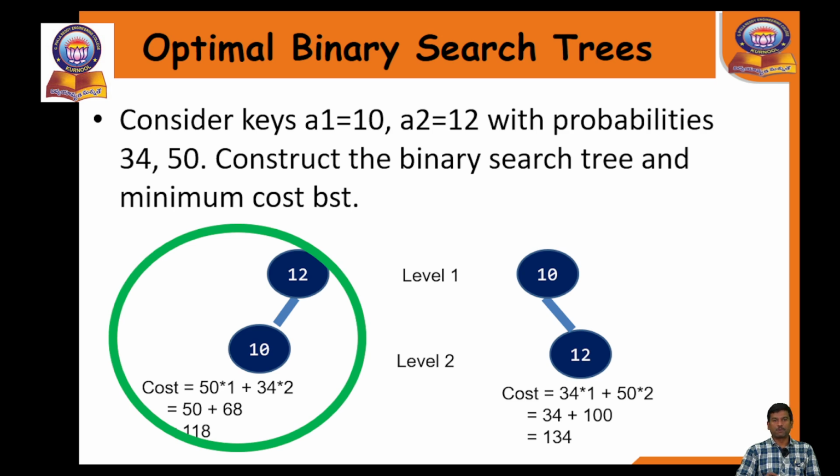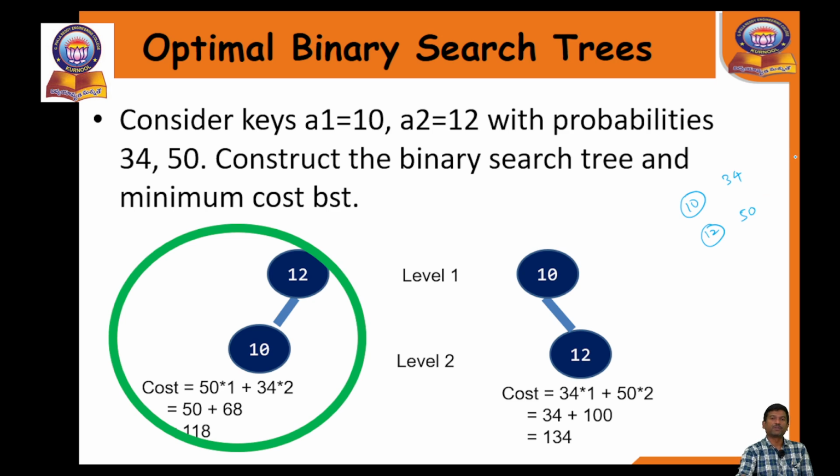Of course, the probability is being given as something like 34 and 50. In the actual scenario, the total probability of successful search and unsuccessful search should be equal to 1. For simplicity, consider the probabilities to be 34 and 50. What does this indicate? That 50 is the highest one. That is, if you need to search for node 10, it has a probability of 34, and if you need to search for node 12, it has a probability of 50.